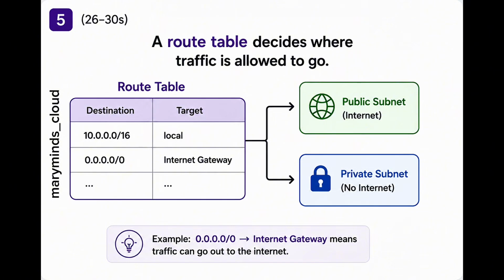Next is the route table. Now imagine there is a traffic officer standing at every road intersection. Whenever traffic arrives, the officer decides where it should go. What exactly does a route table do? It contains rules. For example, if traffic wants to reach the internet, then send it to the internet gateway. If traffic is meant for another subnet, then keep it inside the VPC. If there isn't a matching rule, the traffic gets dropped. So no rule, no movement. Think of the route table as Google Maps for network traffic. It tells packets exactly where to go.